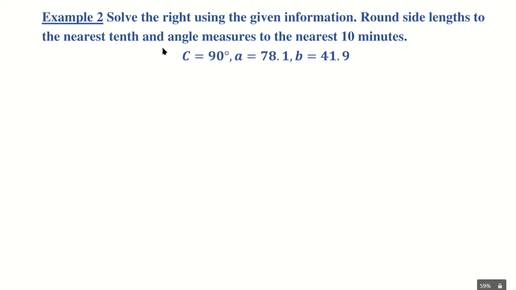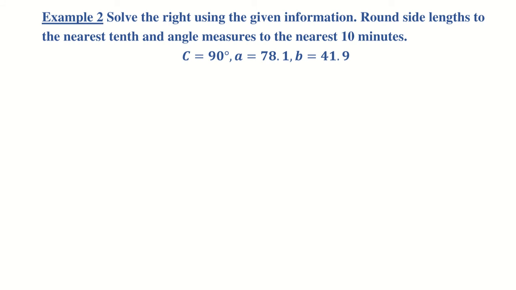All right, so in this one, the picture is not provided for us, so we're going to come up with the image ourselves, or the diagram. We want to round the side lengths to the nearest tenth and the angle measures to the nearest 10 minutes, which basically means, of course, that we need to put our angle measurements in a DMS format, right? Degrees, minutes, seconds, etc.